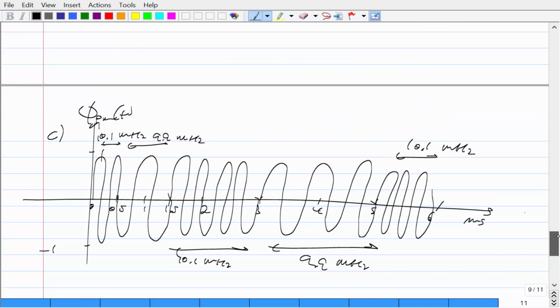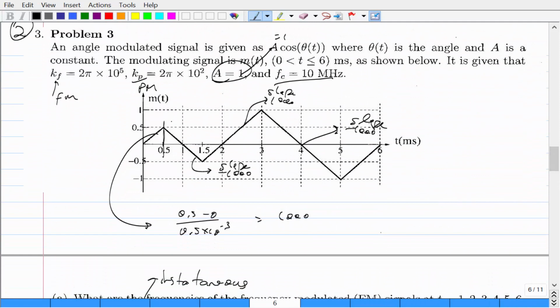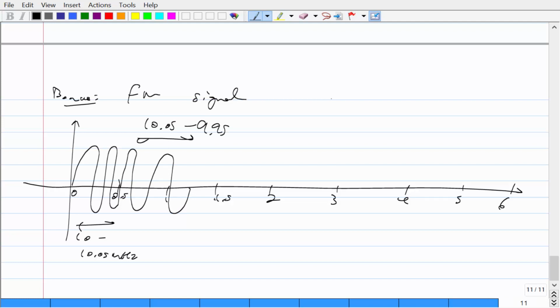And then between 0.5 and 1.5, it's going to slow down from 10.1 down to 9.9. So it's going to look like this. It's going to speed up and then slow down. So between here and here is 10.05 down to 9.95, because you're going from 1 to -1.